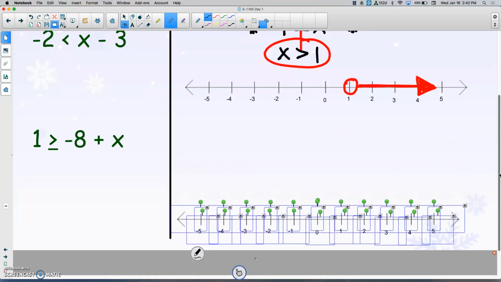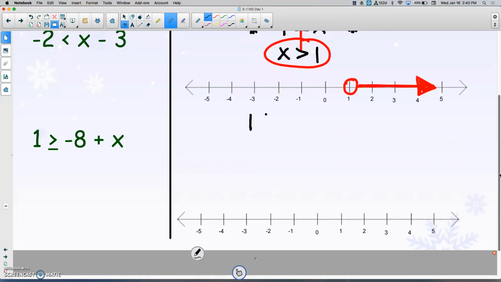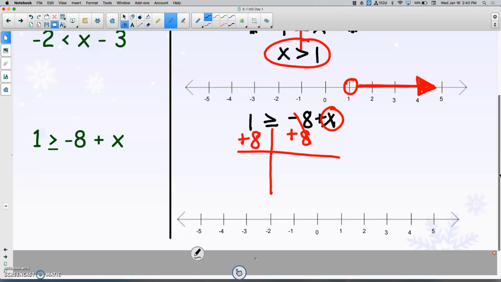Okay. 1 is greater than or equal to negative 8 plus x. The variable's on the wrong side again, but I'm going to leave it for the time being and add 8 to cancel out the negative 8. 1 plus 8 is 9. So now I can flip it. 9 is greater than or equal to x, or x is less than or equal to 9.